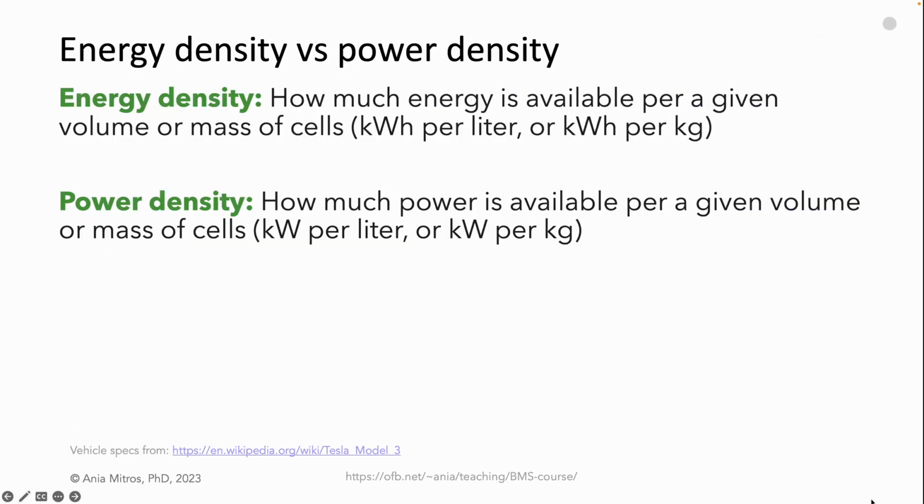Let's define energy density and discuss how it differs from power density. Energy density refers to how much energy is available for a given volume or mass of cells. This corresponds to how many hours an application will run at a constant power load. Power density refers to how much power is available per given volume or mass of cells. That corresponds to how many amps of instantaneous current the battery can provide.